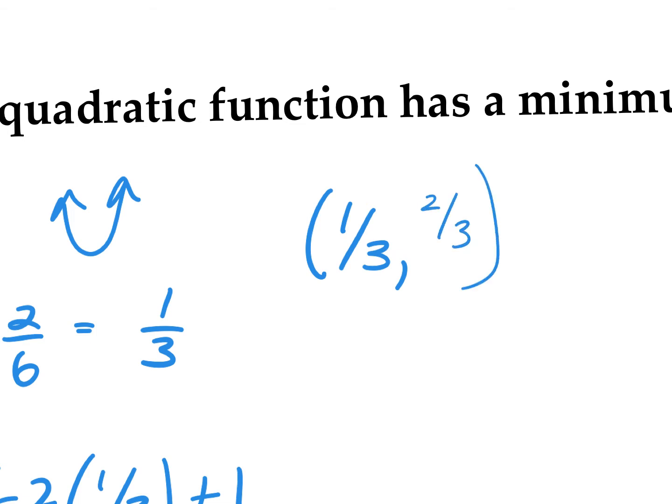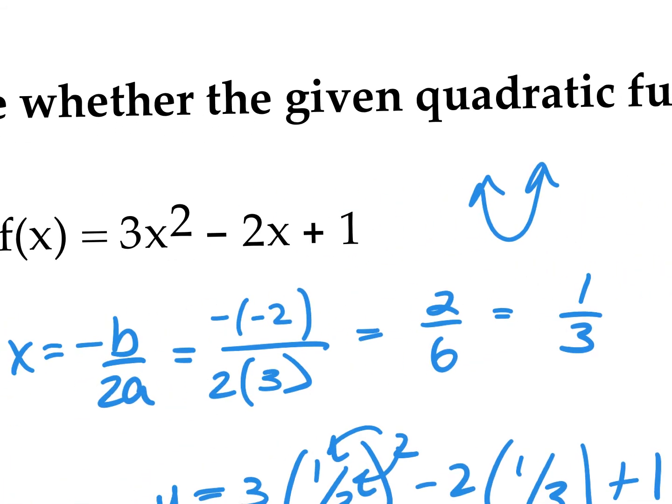Now you can answer every one of those questions above if you had to. What's the axis of symmetry? X equals 1/3. What is the minimum value? Y equals 2 over 3. What's the y-intercept? 0, 1.